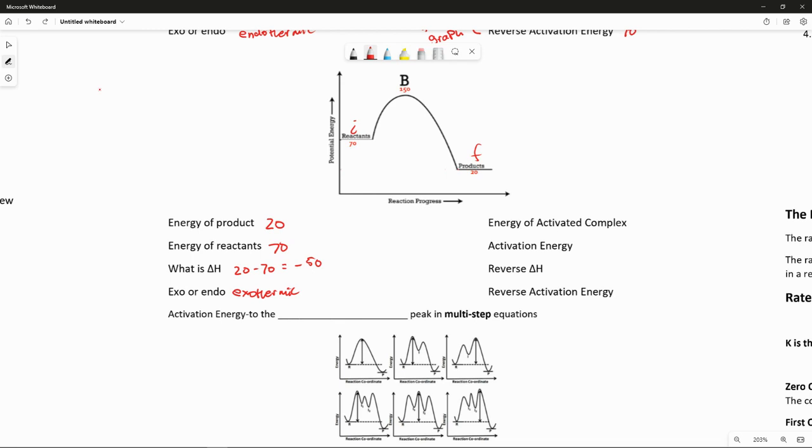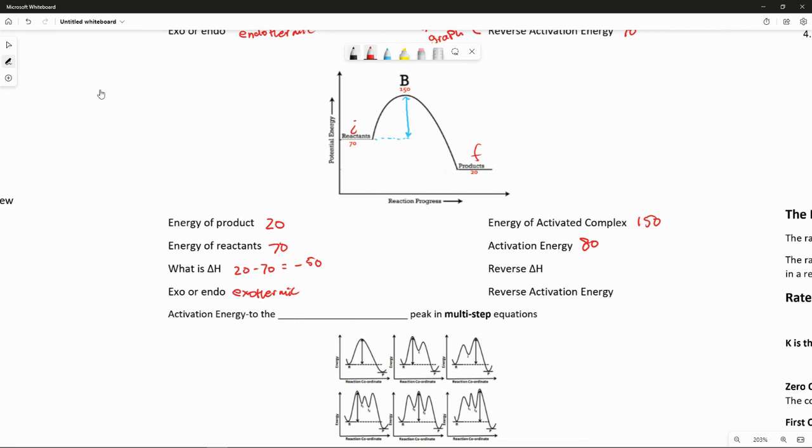The energy of the activated complex is given, 150. The activation energy is from our reactants point right here to the tippy top of the graph, which is 150. So 150 minus 70 is going to be 80. So our activation energy is 80.